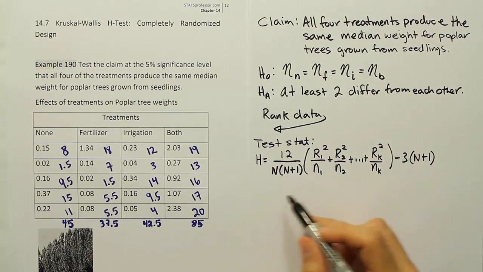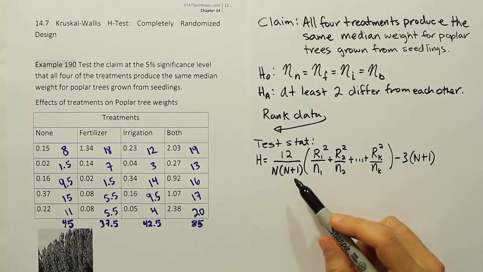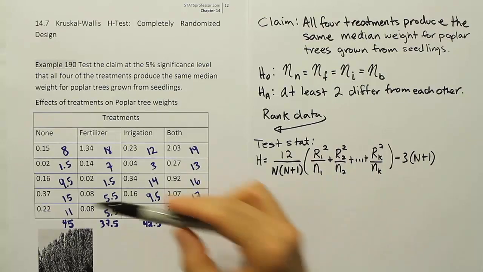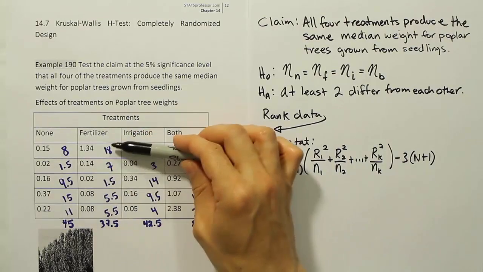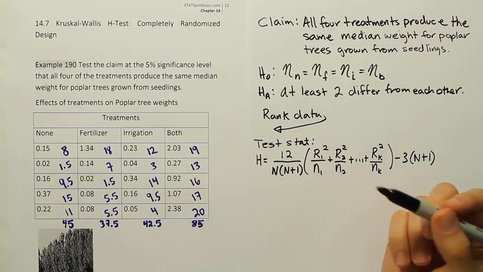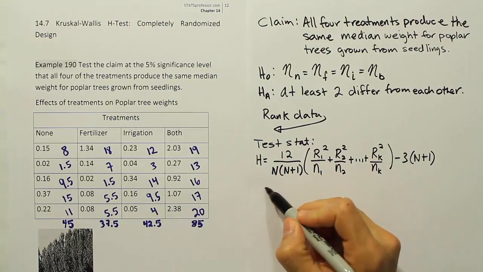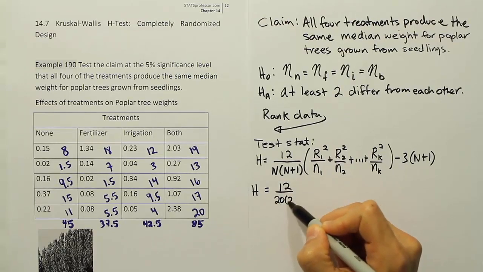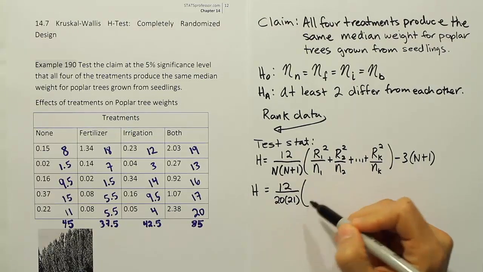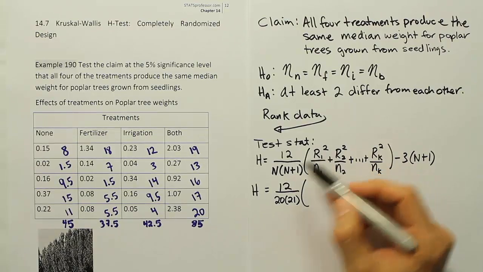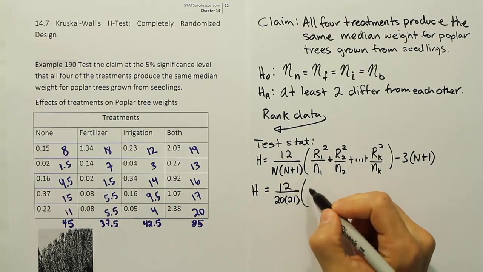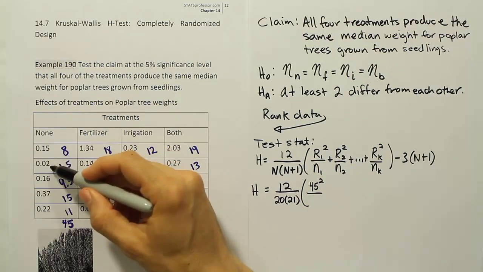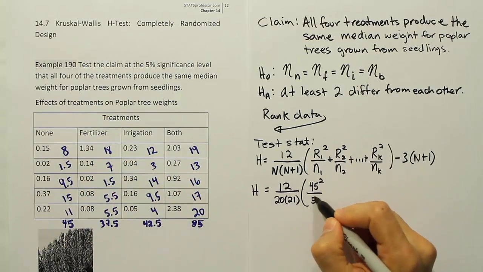Let's plug all that in based on what we have in this problem. The overall sample size is just how many values we had. We have 5 in each of these columns and 4 columns, so that's 20. So our test stat H is going to be 12 over 20 times 21, times the rank total for the first treatment, which for us is 45. We square that and divide by the number of values in that column, which is 1, 2, 3, 4, 5 values in the column.